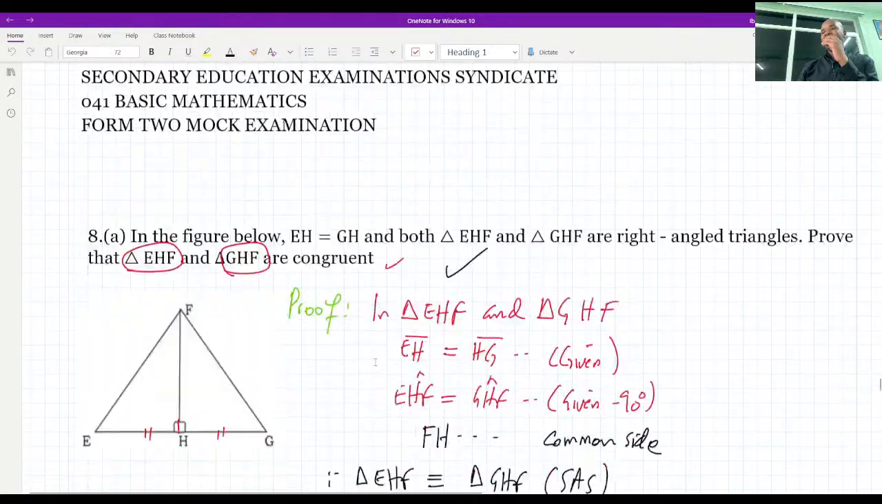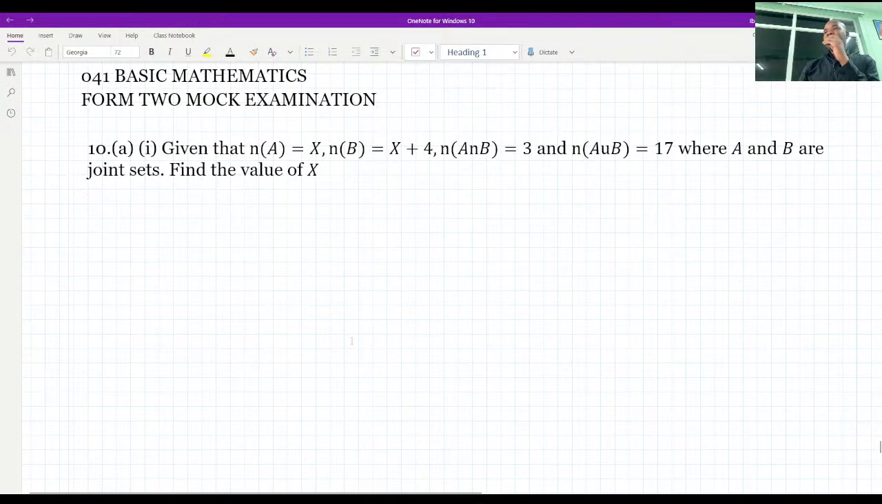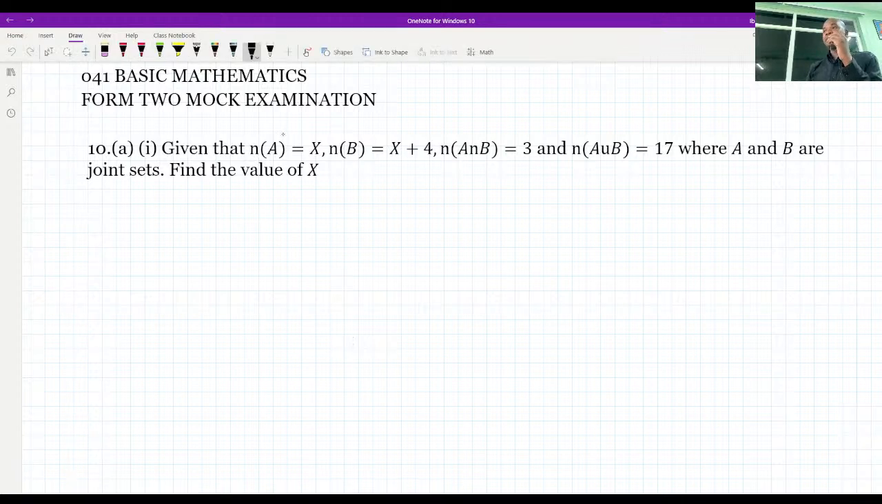Here is the question, dear students. So the question is, given that the number of elements in set A is equal to x, and we were given also the number of elements in set B is x plus 4, the number of elements in set A intersection B is 3, and the number of A union B is 17, where A and B are joint sets. Find the value of x.